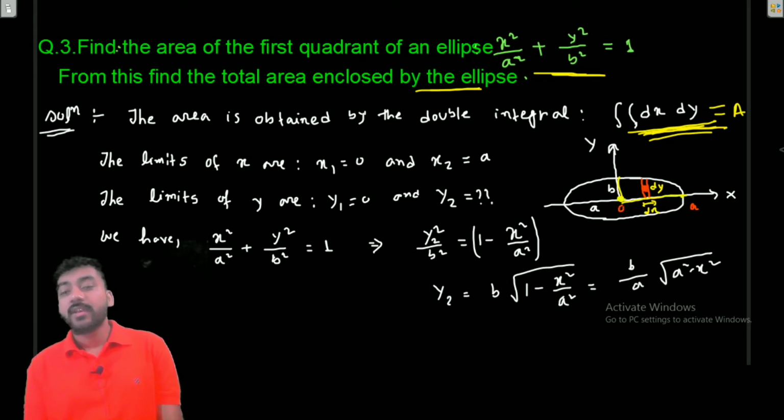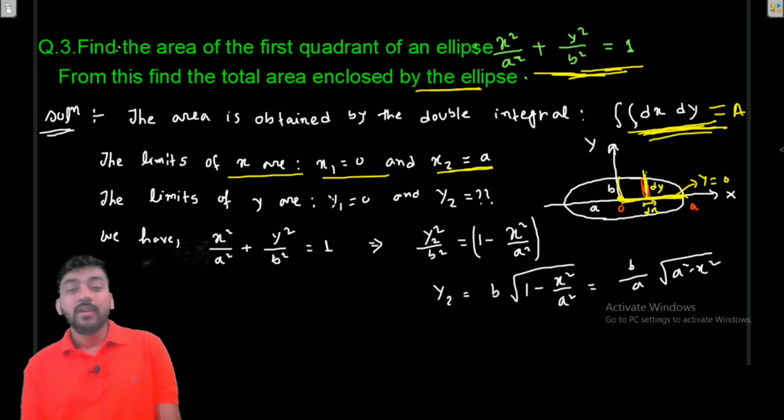You can see here x will vary from 0 to a, and y will vary from this line, which is nothing but the y is equal to 0 line, up to this curve. You can find the value of y for this curve from this equation. So the limits of x are very simple: x1 is equal to 0 and x2 is equal to a. The limits of x are constant, so we first integrate with respect to y.